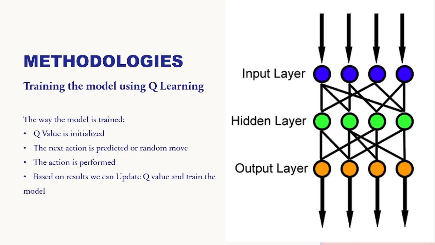The way that the model is trained is that first the Q value is initialized. Once that is done, the next action is predicted or a random move is used. This is the exploration or exploitation: either a predicted action is taken or it will explore the environment and just go in a random direction. Then the action is performed, and based on the results of the action, whether it was a good action to take or not, we can update the Q value, and that's what will train the model.